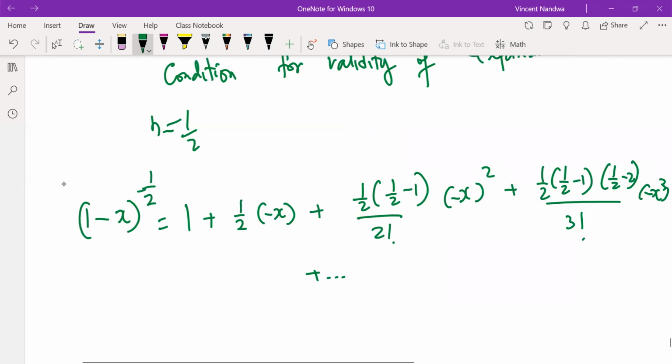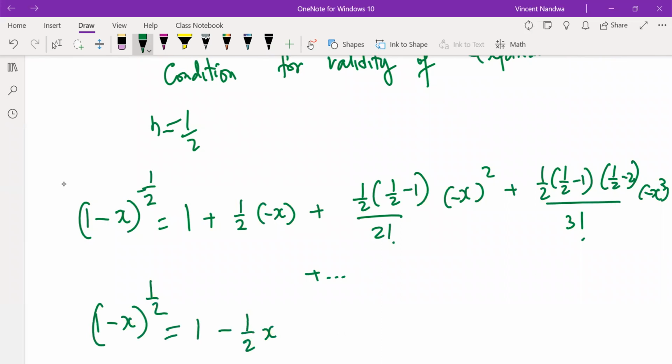So (1 minus x) power a half will be 1 minus a half x. Now, when you simplify this part, we have a half minus 1 is minus a half, times a half. It's 1 over 4, divided by 2 is 1 over 8. Negative 1 over 8 because we had a negative here. We'll have negative 1 over 8 x squared. And when you open this, you will get negative 1 over 16 x power 3.